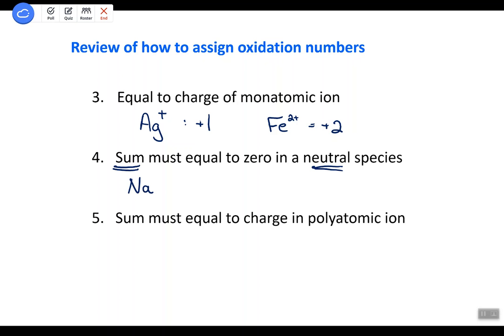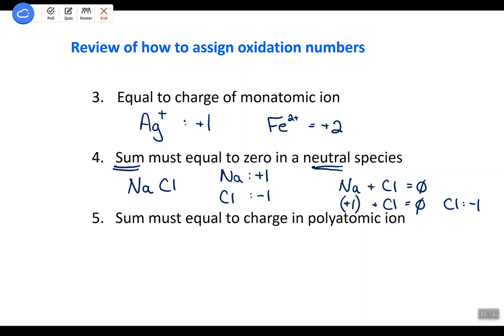Let's do that example of sodium chloride again. Sodium is going to have an oxidation number of +1 because it's an alkali metal. Chlorine, -1, because it's a halogen. We usually assign according to our rules, and then we solve for the last piece. So I would actually solve for chlorine. The sum of the oxidation numbers of sodium plus 1 chlorine must equal 0. If sodium is +1, we can solve for chlorine. Therefore, chlorine must be -1.